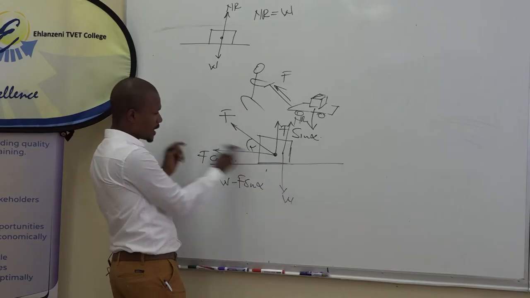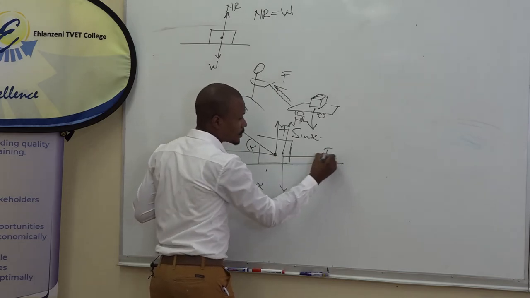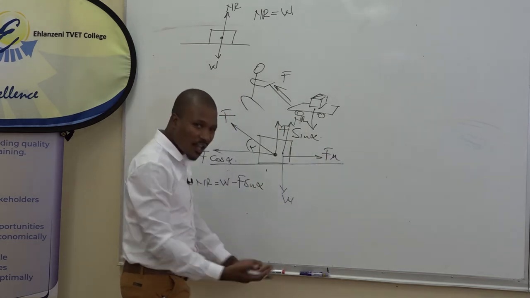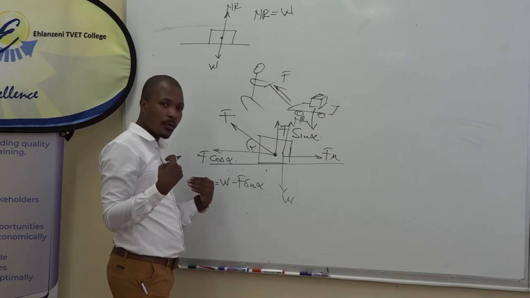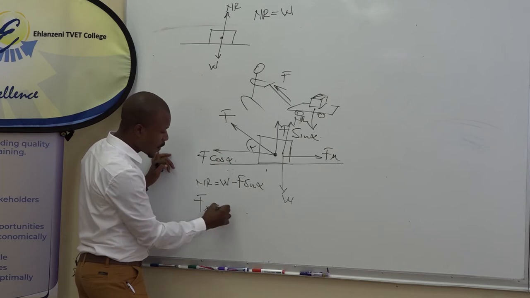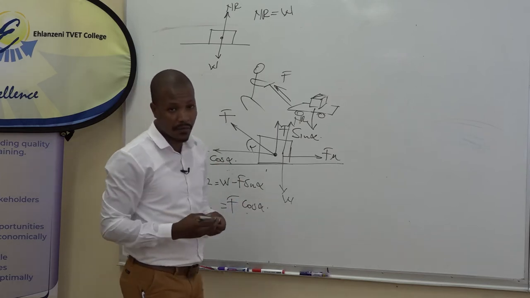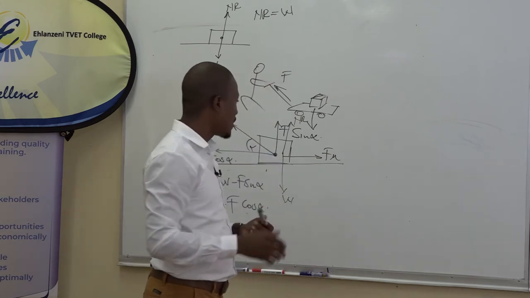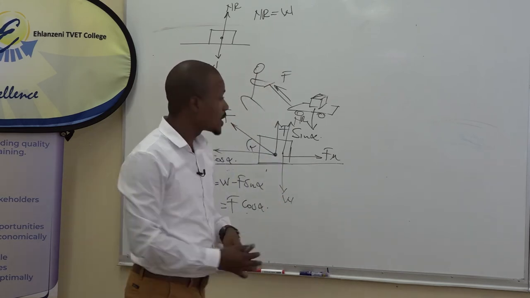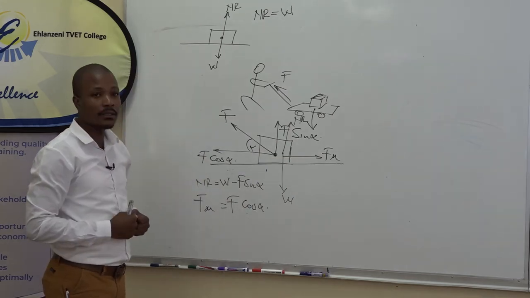If you are pulling this object and it's moving in that direction, then your frictional force always acts on the opposite direction of where you are pulling. What does this mean now? It means that the frictional force will be equal to F cos alpha. That is the value of the frictional force. This is exactly what happens when you are pulling an object.